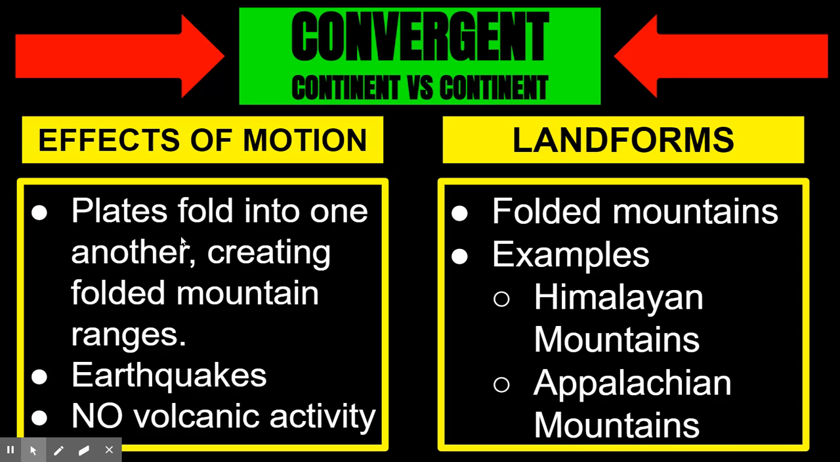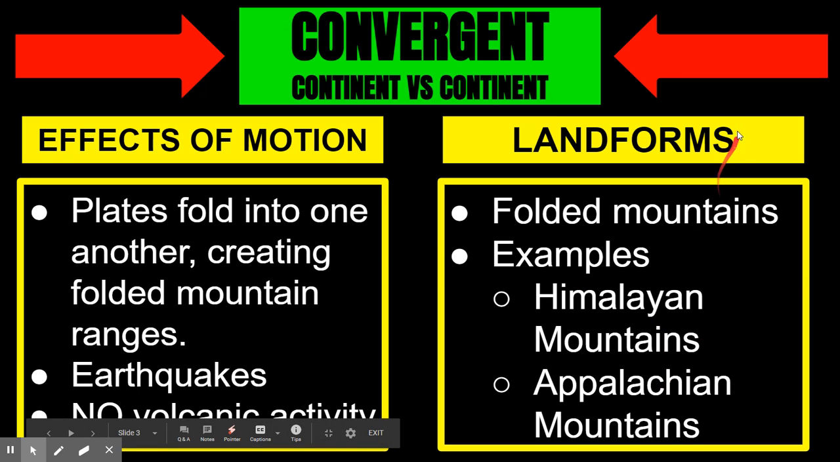And the reason for that is usually there is not that much subduction going on. And so you rarely find volcanic activity. So there are no volcanoes in the Himalayan mountains. There are no volcanoes in the Appalachian Mountains, which are here in the United States.